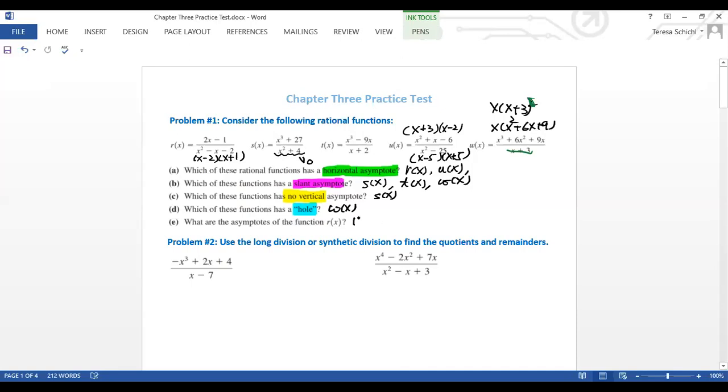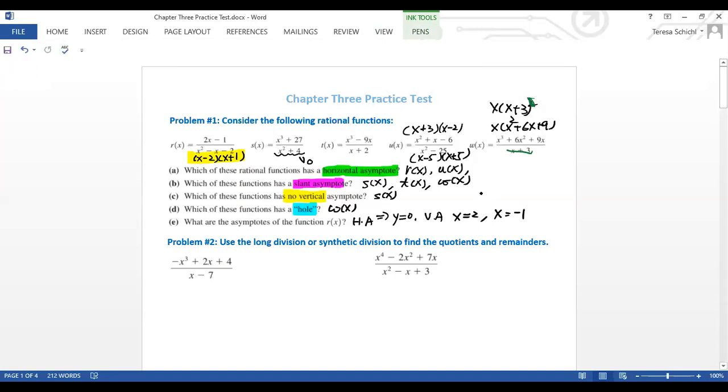Now the other question asks, what are the asymptotes for the function R(x)? For the horizontal asymptote, from the first one, because the denominator degree is bigger than the numerator, the horizontal asymptote is y equals 0. Then the vertical asymptote comes from the denominator equal to 0. The denominator equals 0 when x equals 2 and x equals negative 1.